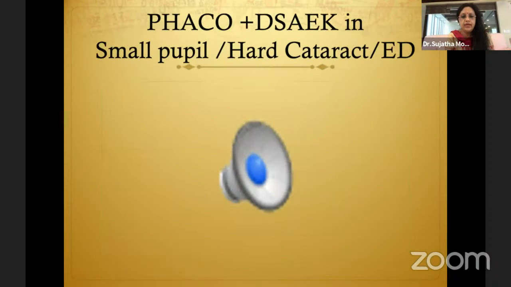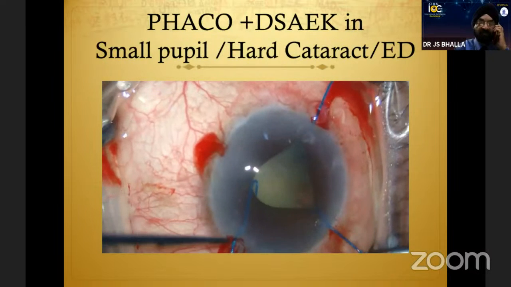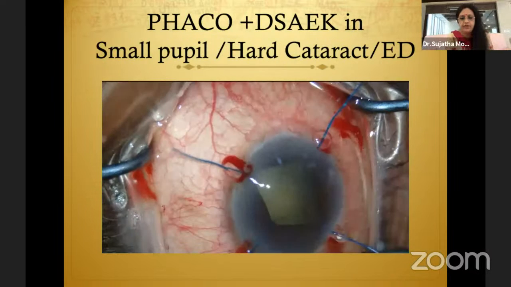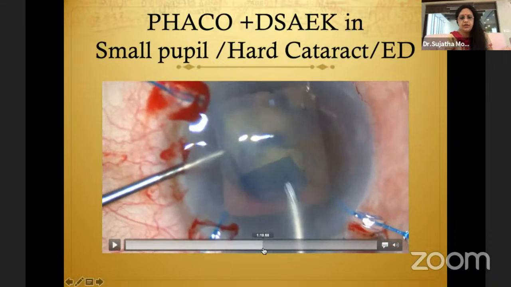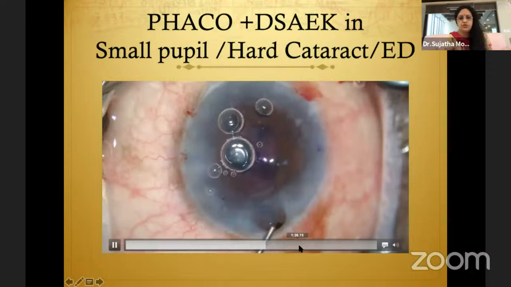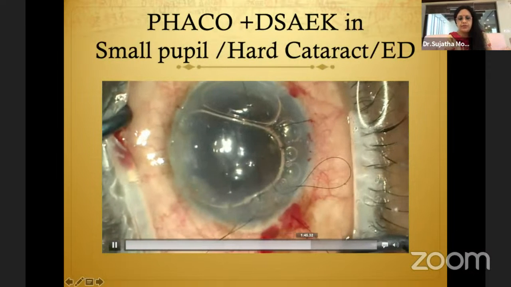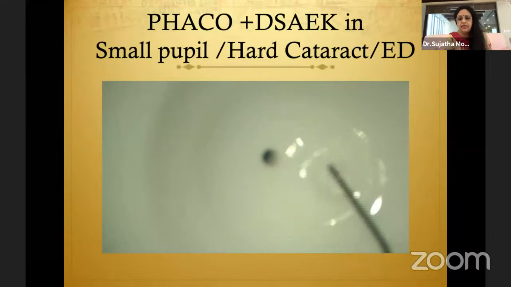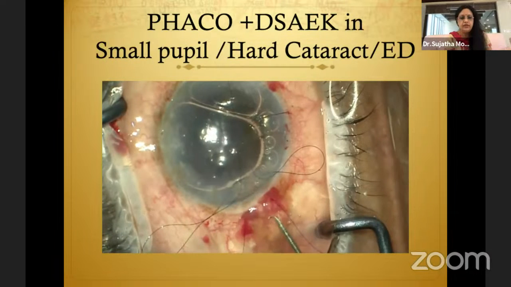So this is again another patient who needed a phaco-desec with hard cataract and a small pupil. So I went ahead and did a phaco, as you can see. The patient had a very floppy iris, and that's why I had to put pre-placed sutures. Ultimately, the patient turned out very well. I have about a 6-year follow-up on this patient.